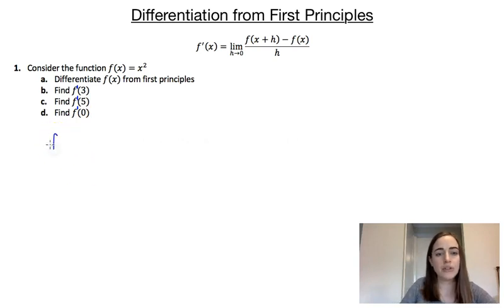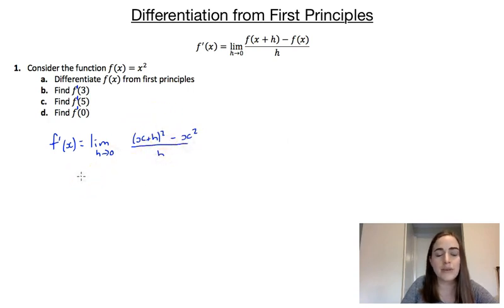Alright, so for part A, if we're trying to find that derivative, we're going to write the limit as h approaches 0. Until we actually take the limit, you have to write that down in every single step. Okay, we want to have f of x plus h. Our function is x squared, so if we sub in x plus h instead of that x, we would have (x plus h) squared minus, and then we just want our function at x, so x squared, all over h.